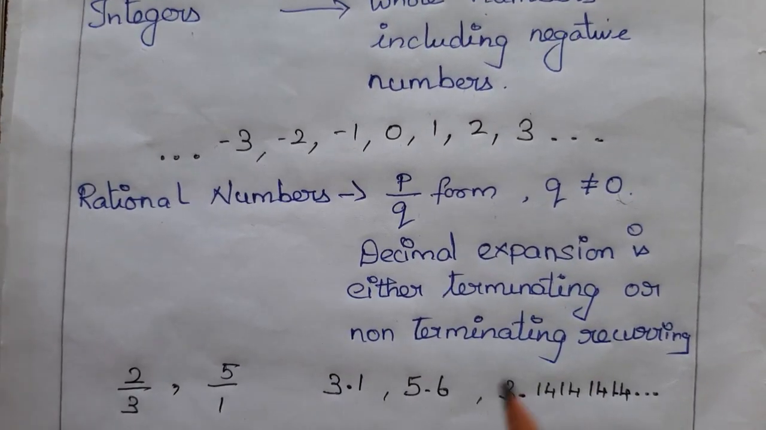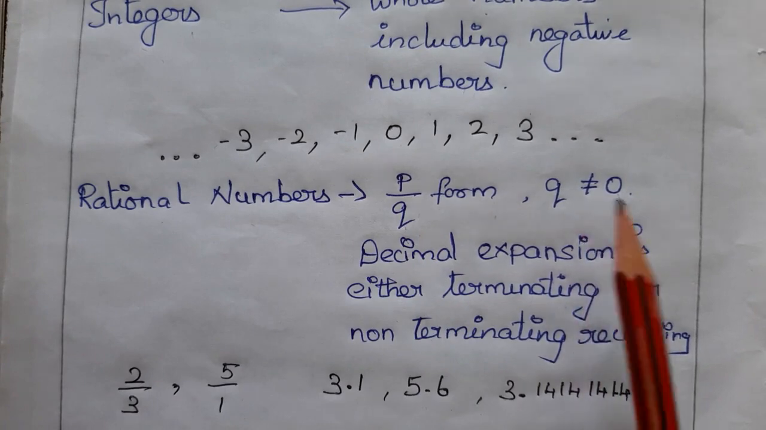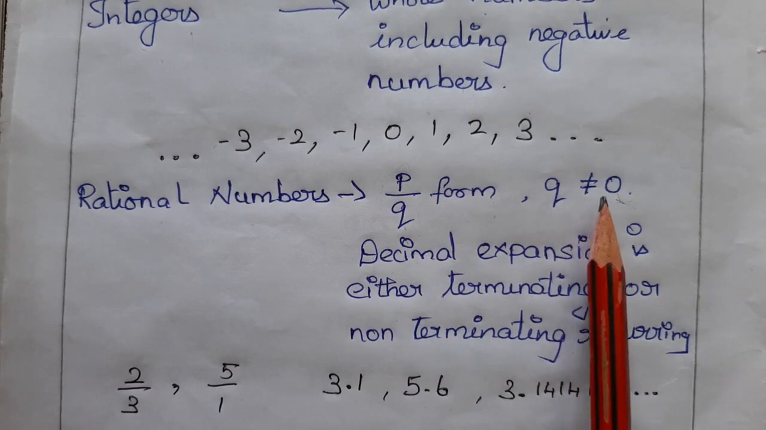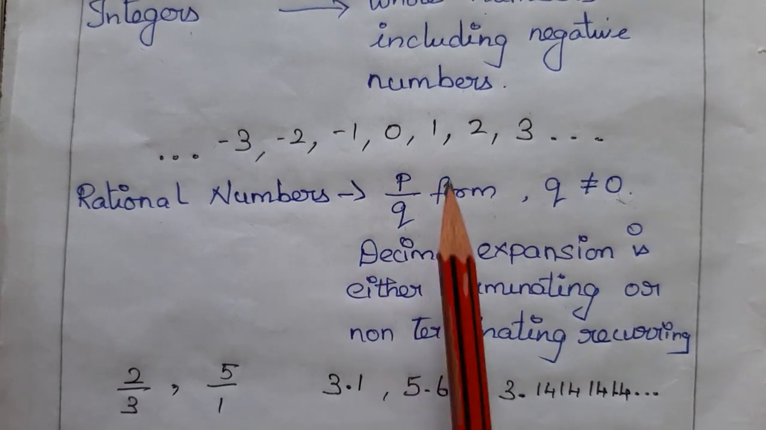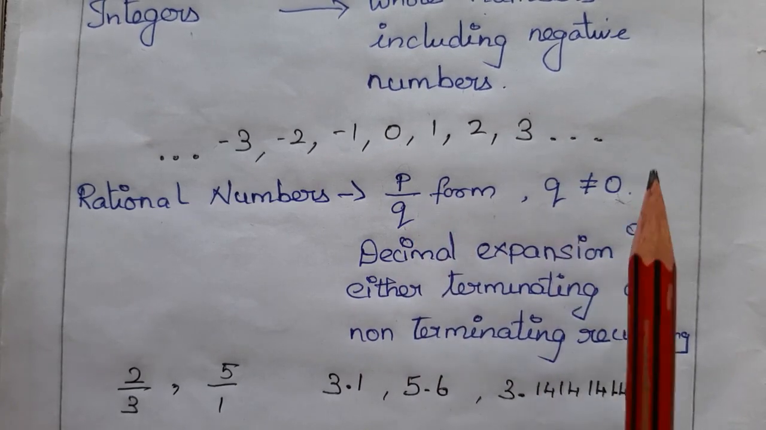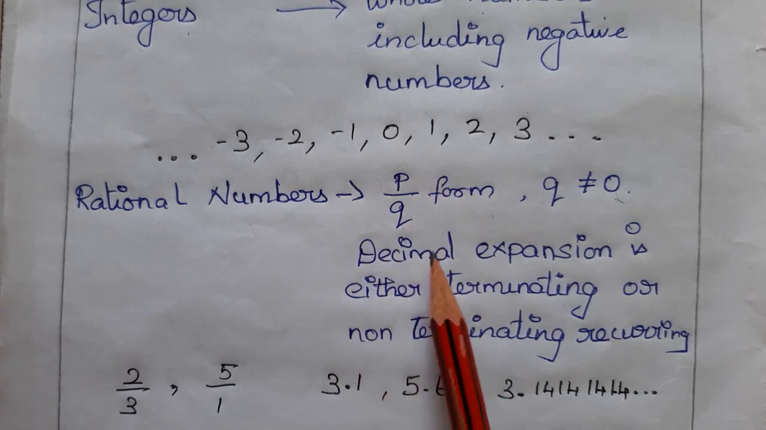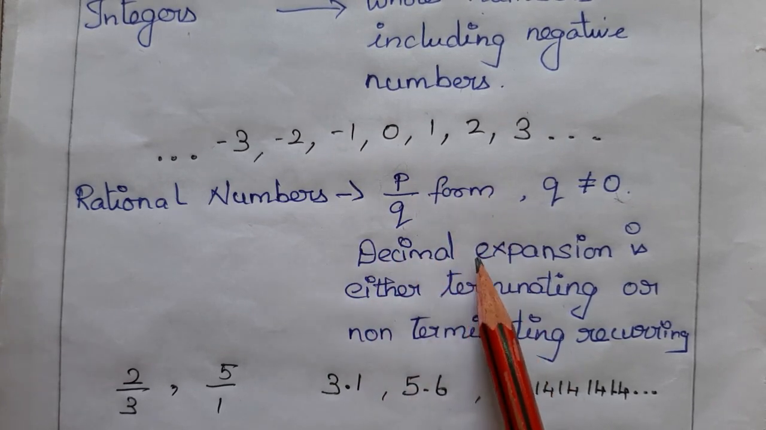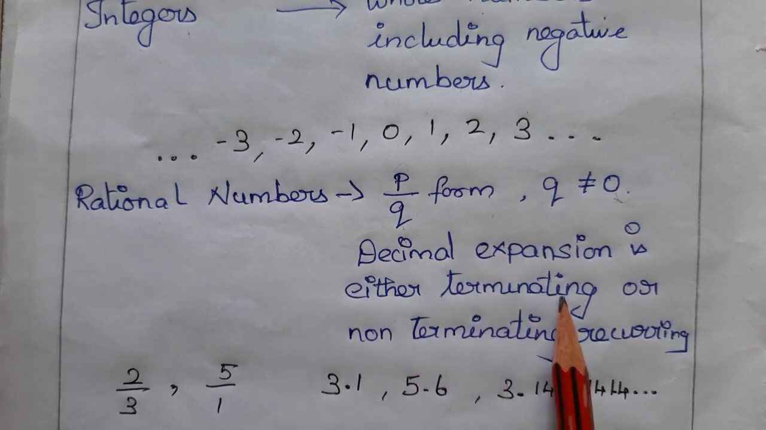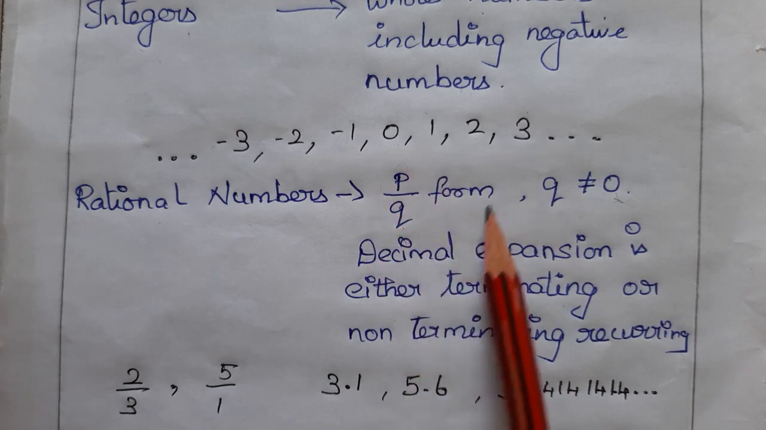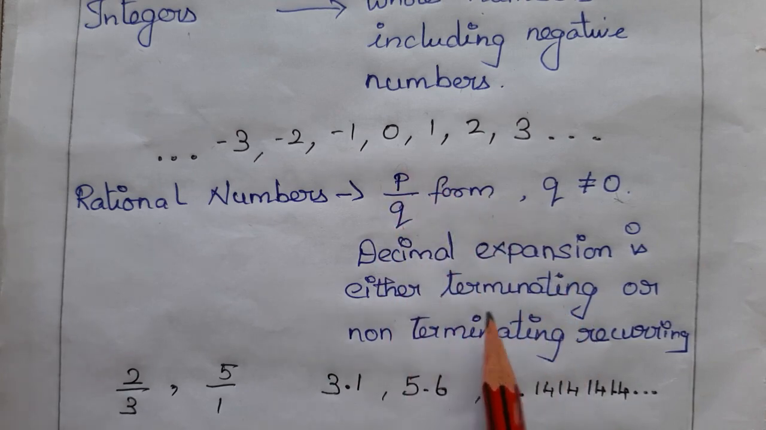A rational number is in the form p by q, where q is not equal to 0. This p by q is like a fraction, and the denominator is strictly not equal to 0. So any number in the form of a fraction p by q, where the denominator is not 0, is a rational number. Every fraction we can convert into a decimal. The decimal expansion is either terminating or non-terminating recurring. Examples of fractions are 2 by 3 and 5 by 1.